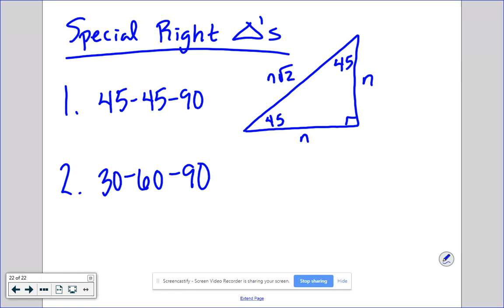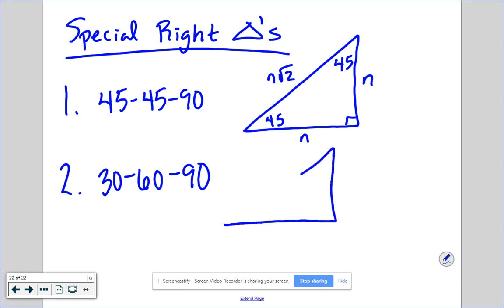And again, the reason our legs are the same length is their corresponding angles are the same size. It's just like when you're looking for a side length: the bigger the angle, the bigger the side. Because the bigger the angle, that means the wider the opening. The wider the opening, the longer the opposite side has to be.